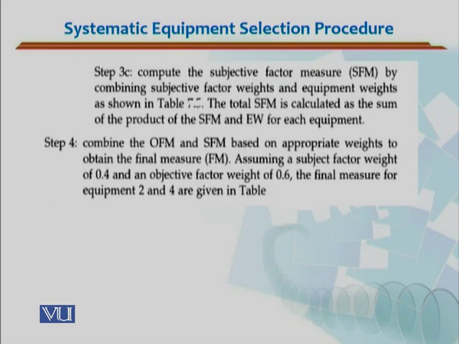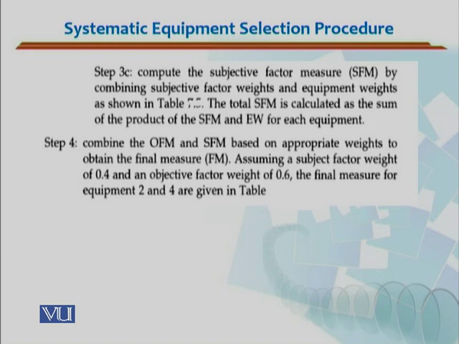Then we have step 3C. We need to compute the subjective factor measure, SFM, by combining subjective factor weights and equipment weights, which would be shown in the table. The total SFM is calculated as the sum of the product of the SFW and equipment weight EW for each equipment. Then step 4 would be to combine the OFM and SFM based on appropriate weights to obtain the final measure. How will FM be found? The OFM and SFM will be combined.